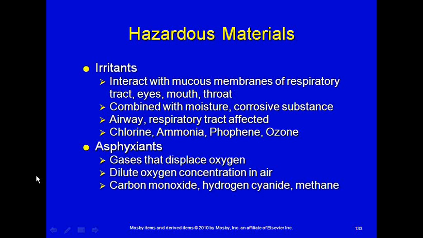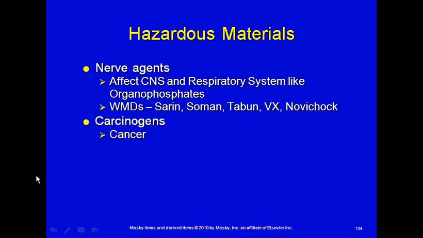We need an oxygen concentration of at least 16% in atmospheric air. If you get less than 16% oxygen in the air that you're breathing, that can be problematic. Asphyxiants include carbon monoxide, hydrogen cyanide, and methane. Of course we know carbon monoxide comes from incomplete combustion of any fossil fuel. Hydrogen cyanide comes from the burning of any synthetic or building material. And methane comes from the fermentation and breaking down of grasses and those sorts of things on the farm.